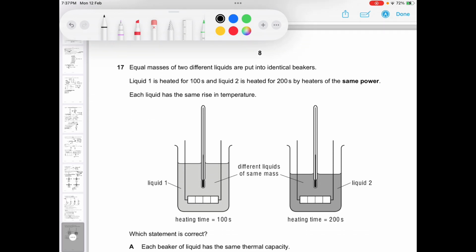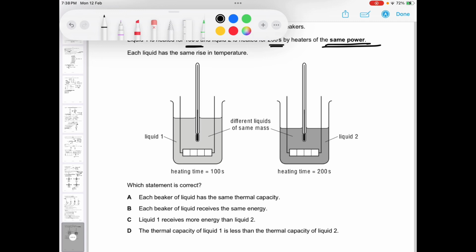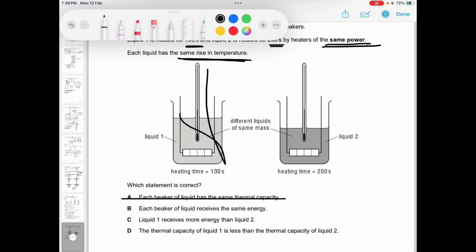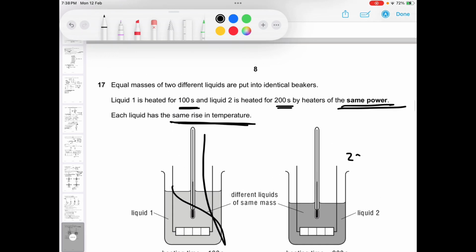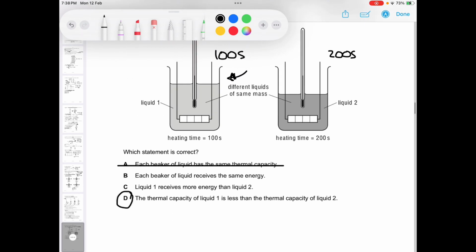17. Equal masses of 2 different liquids are put into identical beakers. Liquid 1 is heated for 100 seconds and liquid 2 is heated for 200 seconds by heaters of the same power. Which statement is correct? Okay, let's see. Each beaker of liquid has the same thermal capacity. No. Here it says that there is the same rise in temperature. So if this one takes 200 seconds, this one takes 100 seconds only, then this one has a much lower thermal capacity. Oh, there it is. What I just said. The thermal capacity of liquid 1 is less than the thermal capacity of liquid 2.